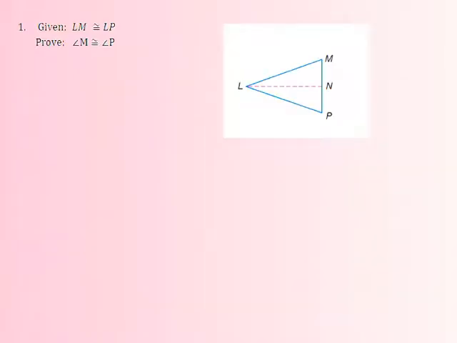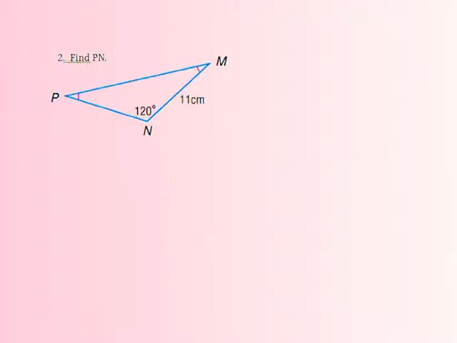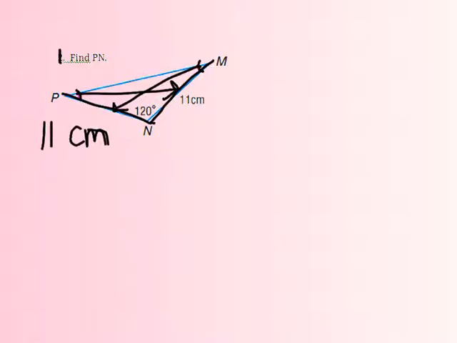So let's kind of put this into perspective. So this is actually number 1 for you guys. So we want to find PN. Okay, so we know that these two angles are congruent. So then that and that are congruent. So if MN is 11 centimeters, then PN is also 11 centimeters because they're sitting across from each other. So the answer to number 1 is 11 centimeters.